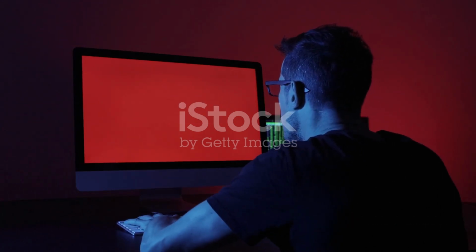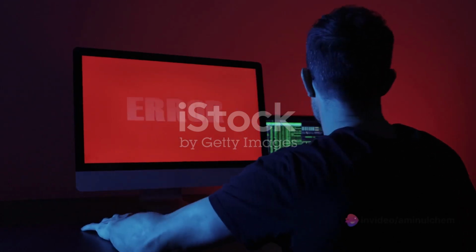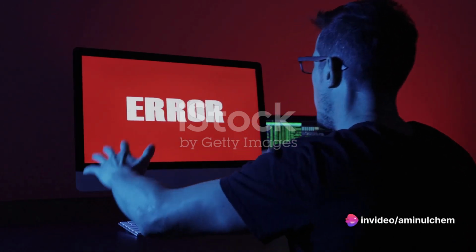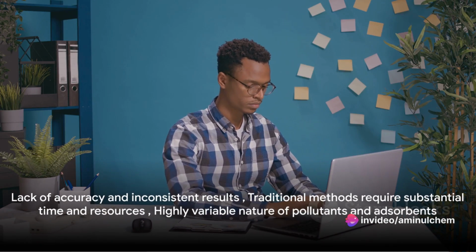One of the key limitations is the lack of accuracy. Despite the rigorous testing, the results can often be inconsistent and not entirely reliable. This is due to the highly variable nature of both the pollutants and the adsorbents involved in the process. Additionally, these traditional methods require substantial time and resources, making them less viable for dealing with a wide array of pollutants. Given these limitations, it's clear we need a more accurate, efficient, and versatile method of predicting adsorption capacity, right?